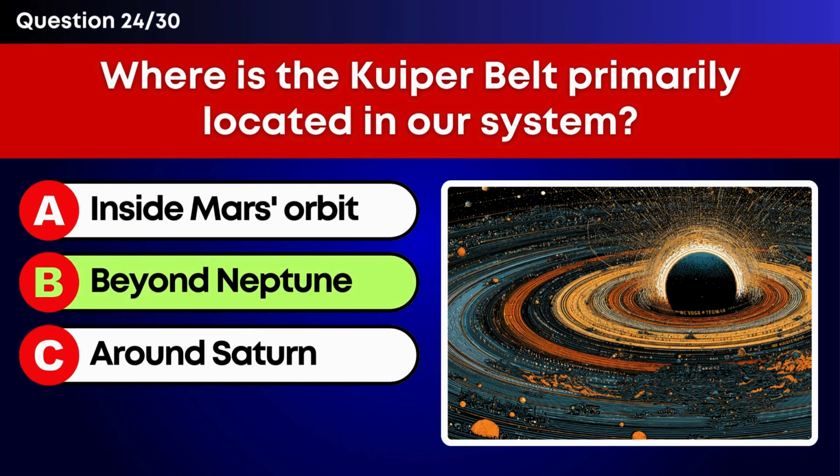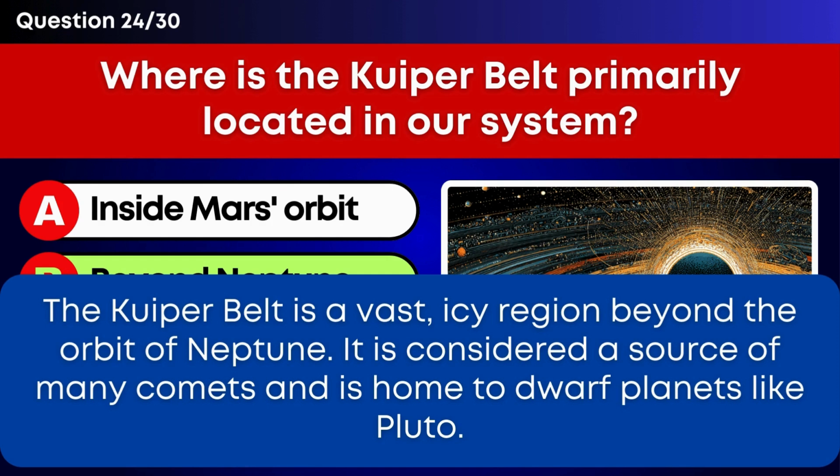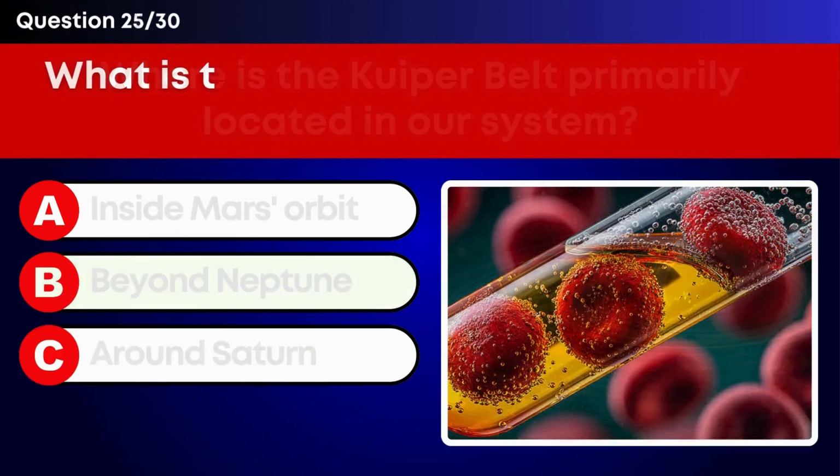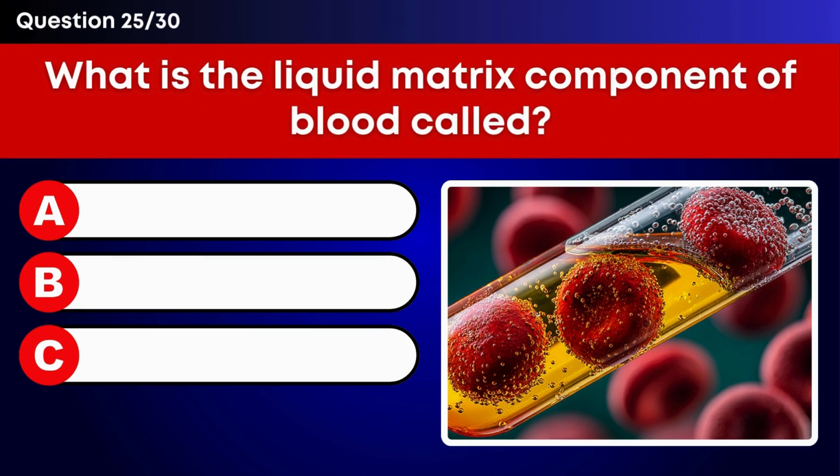Beyond Neptune. The Kuiper belt is a vast icy region beyond the orbit of Neptune. It's considered a source of many comets and is home to dwarf planets like Pluto. What is the liquid matrix component of blood called?